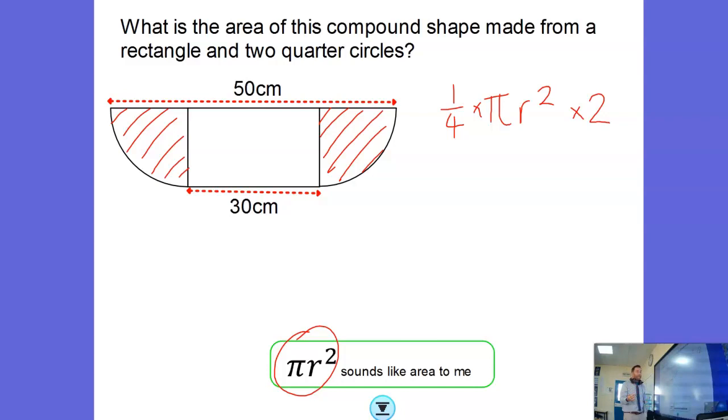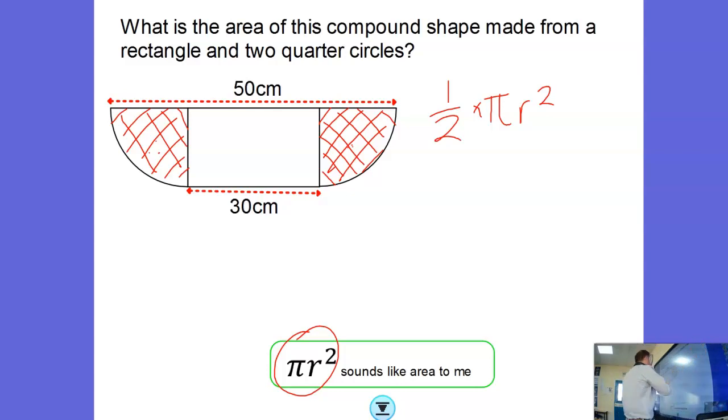And in fact, I can make it even easier, because if this is a quarter of the same size circle as that one, I'm basically finding a semicircle here. This is kind of like a semicircle with a rectangle squished in the middle. So instead of doing a quarter times 2, let's make that a little bit tidier. A quarter times 2 is the same as doing a half of pi r squared. These two red pieces make a semicircle, so it's half a circle in total. So that's the formula I'm going to use to find the red pieces.